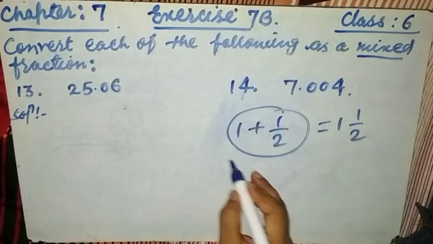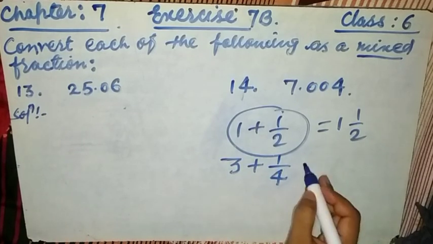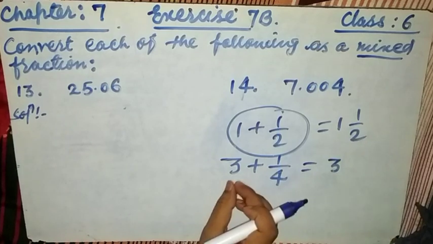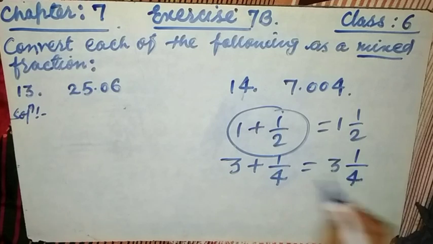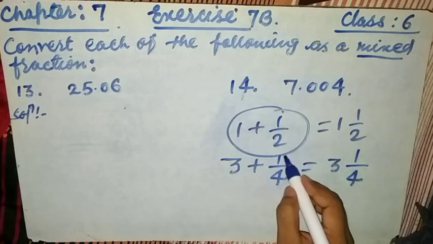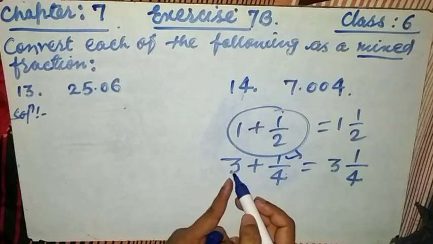Another example, suppose 3 plus 1 by 4. This is also a mixed fraction. Why? Because it is the sum of a natural number and a proper fraction. And what do you mean by a proper fraction? A fraction whose numerator is less than its denominator is called a proper fraction. A mixed fraction is the sum of a proper fraction and a natural number.